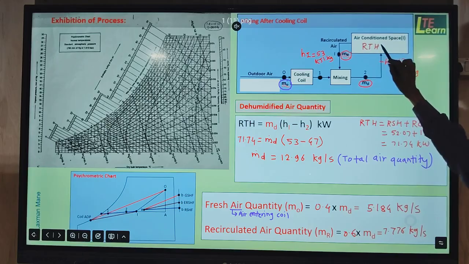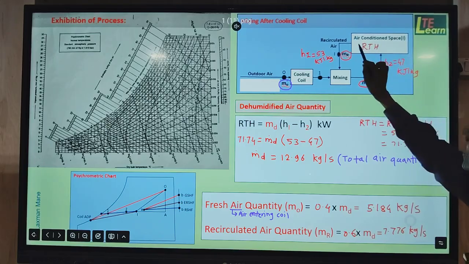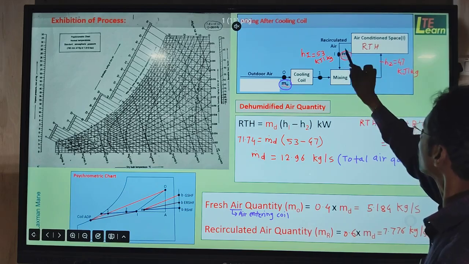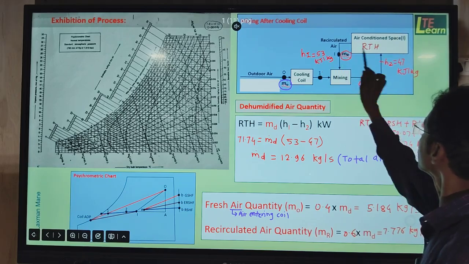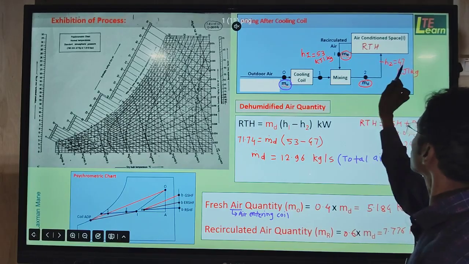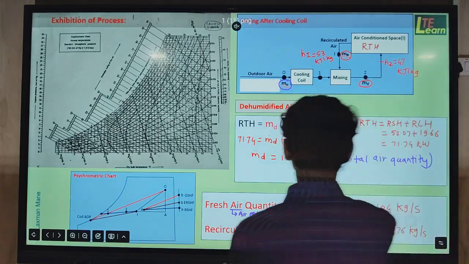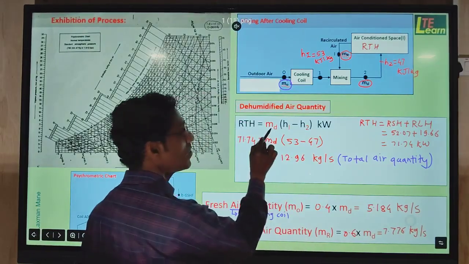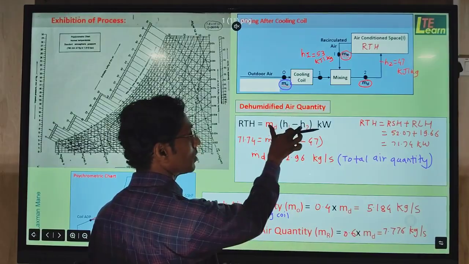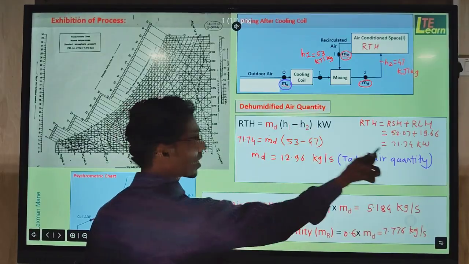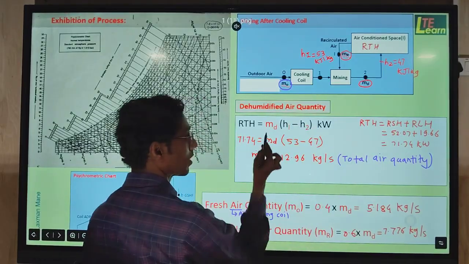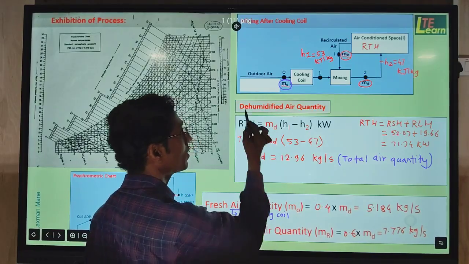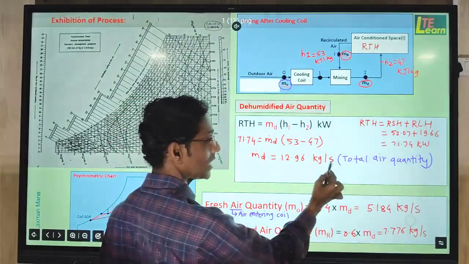When this air reaches the hall, the air enthalpy increases. This is the return air coming out from the hall. The enthalpy increases from this value to this value. So this enthalpy difference, H1 minus H2, multiplied by the dehumidified air quantity will be equal to what? RTH. RTH we have calculated, we put it here. So the unknown is m dot d. By doing the calculation we find the dehumidified air quantity in kg per second.